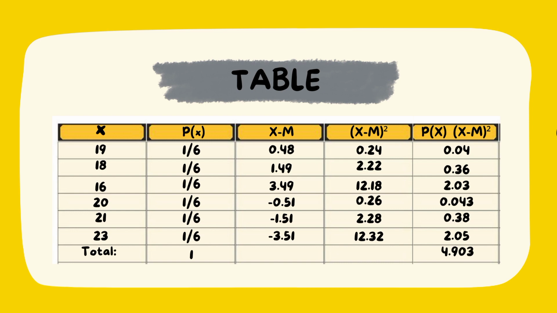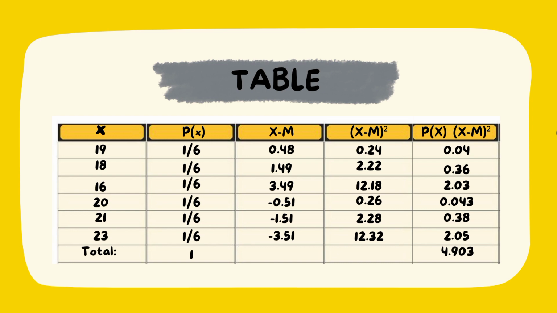19.49 minus 20, that is negative 0.51. 19.49 minus 21, that is negative 1.51. And 19.49 minus 23, that is negative 3.51. Next step is to square the differences.